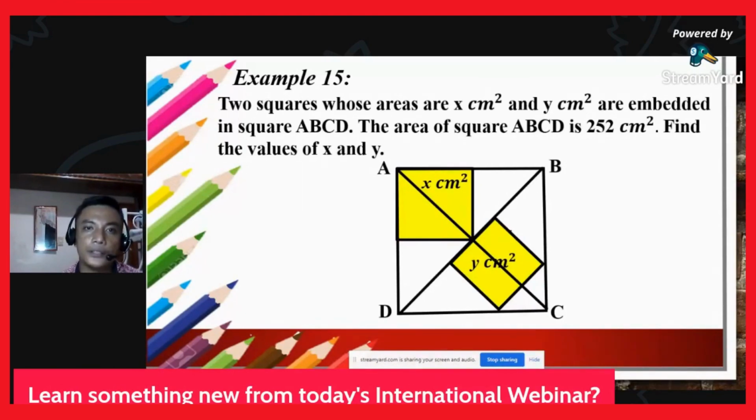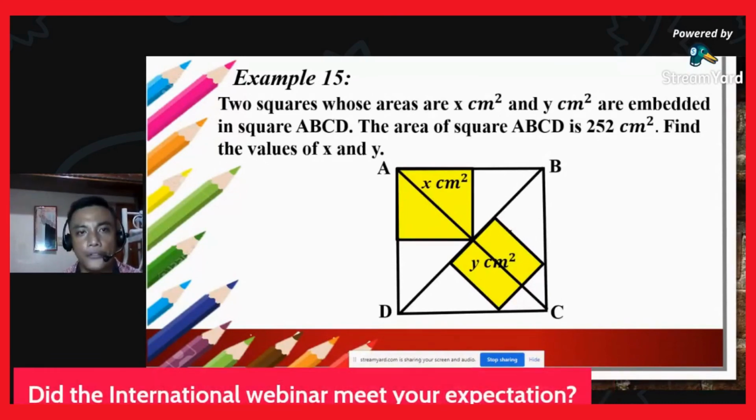Again, two squares whose areas are x square centimeters and y square centimeters are embedded in a square ABCD. The area of square ABCD is 252 square centimeters. Find the values of x and y. First, we're going to find the value of x. What do you think is the value of x?